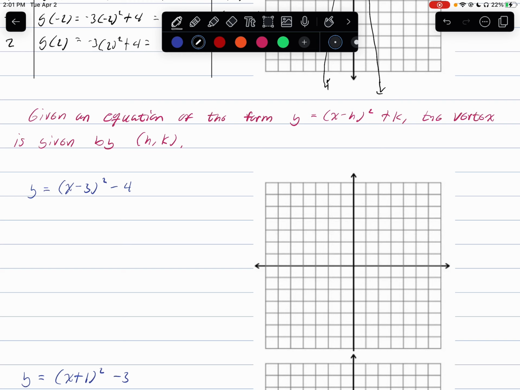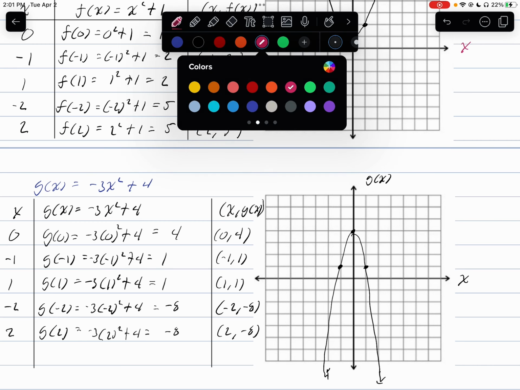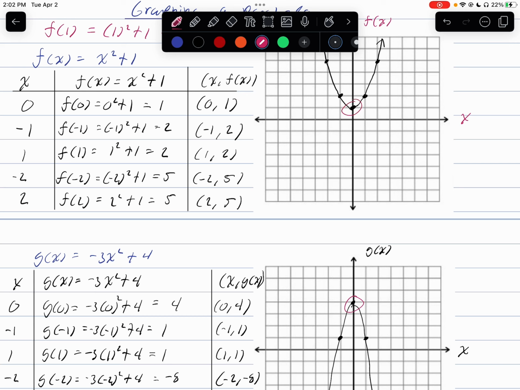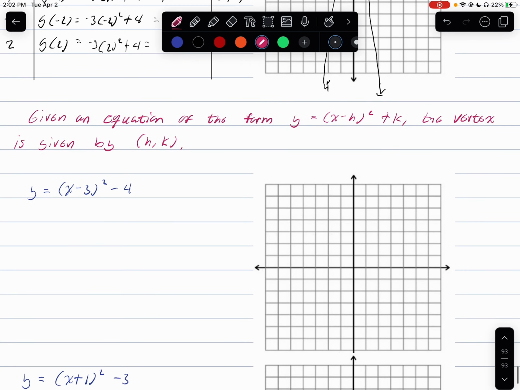So the first thing we need to look at is something called the vertex. If we look back to our previous examples, this is what you can think of as either the highest point on the graph like this one, or the lowest point on the graph like this one, okay? So if the graph opens up, it's your minimum, and if the graph opens down, it is your maximum for the graph, okay? So, if we are given an equation of the form y equals (x minus h) squared plus k, the vertex is just given by (h, k).